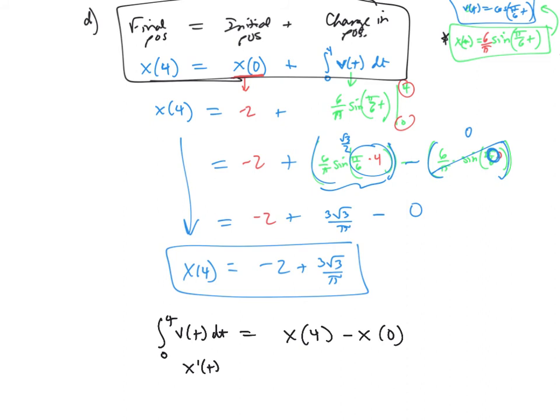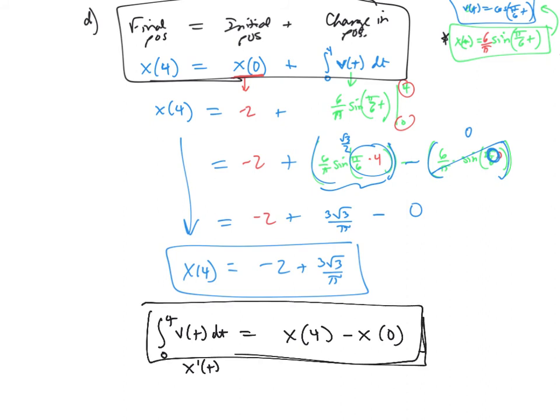And I want you to just stare at this for a sec. And just notice that that is literally the exact same thing that we have right there. All I did is add x of 0 to the other side, so the x of 4 is by itself. And then I've got x of 0, position at time 0, plus the integral from 0 to 4 of velocity. So that would be a totally acceptable way of setting it up. Either way, you'll be solving for position at time equals 4. So it's whether you want to set it up, solve for that, or solve for it later.